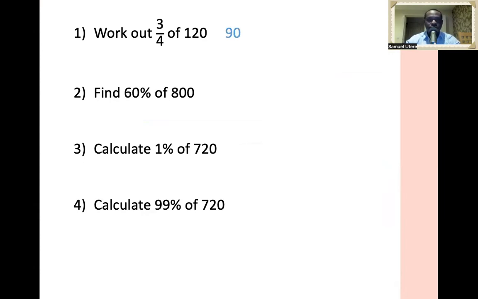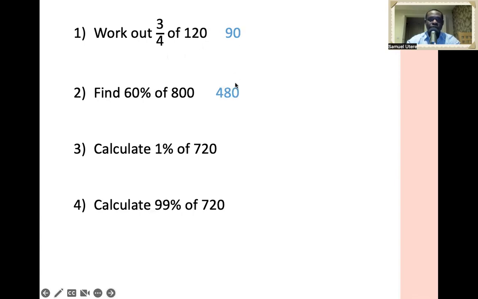For the first one, you're asked to work out 3/4 of 120. We can do this mentally. A quarter is to divide by 4. To divide by 4 means to halve and to halve again. So if we have 120, that will be 60. Half of 60 will be 30. Now that we know a quarter, 3/4 will be 3 lots of that, or 3 times a quarter, which is 90. So 3 times 30 will give us 90.